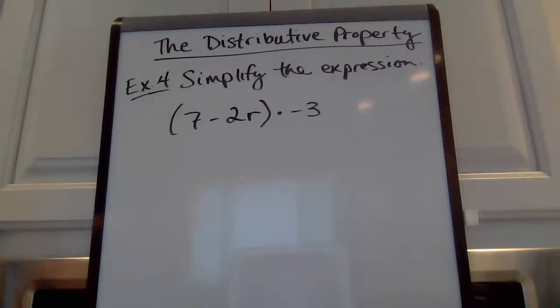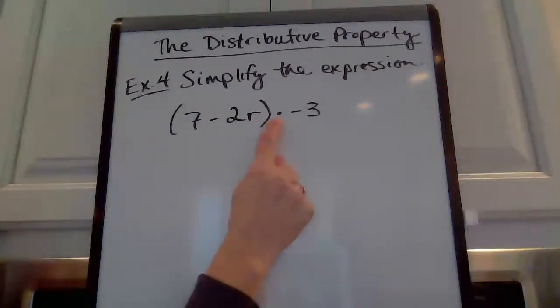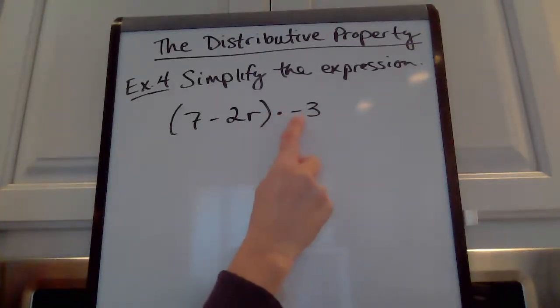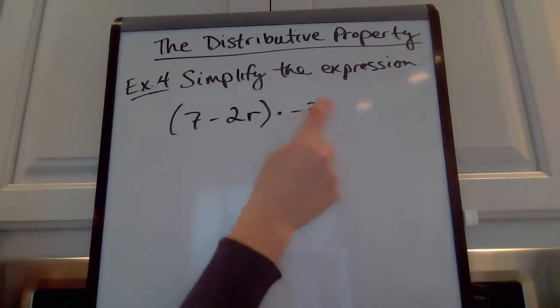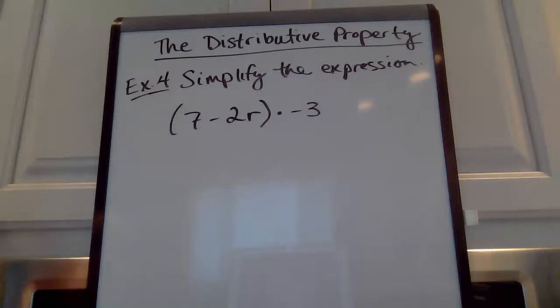We have now the parentheses first, and there is a multiplication symbol and a negative 3. So this isn't minus 3. This is times negative 3. So this is what's being distributed. It's just on the other side. So you can do two things.